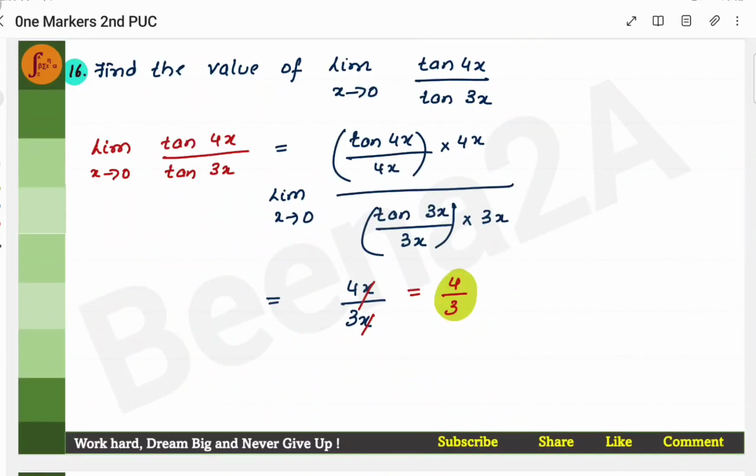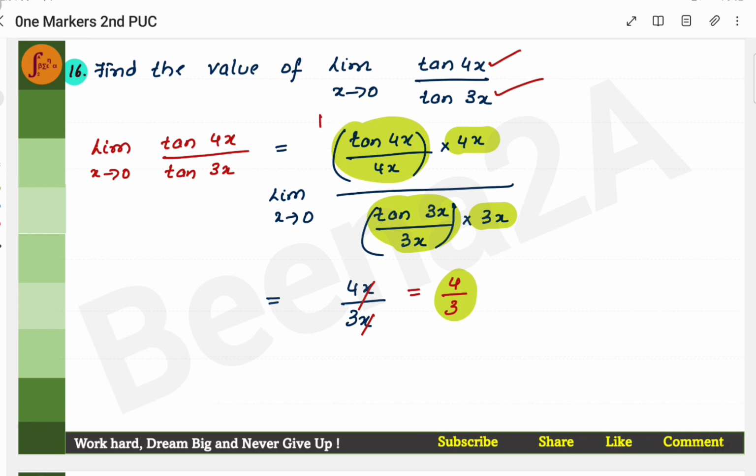Similar problem, right? Tan 4x by 3x. Again, don't think what will I do? This is different. No, what you do? Multiply and divide by 4x in the numerator. In the denominator, multiply and divide by 3x. That's all. So this entire thing will become 1, right?